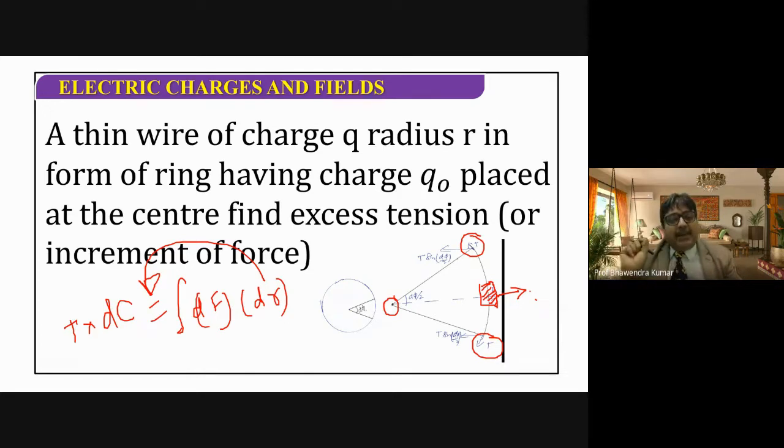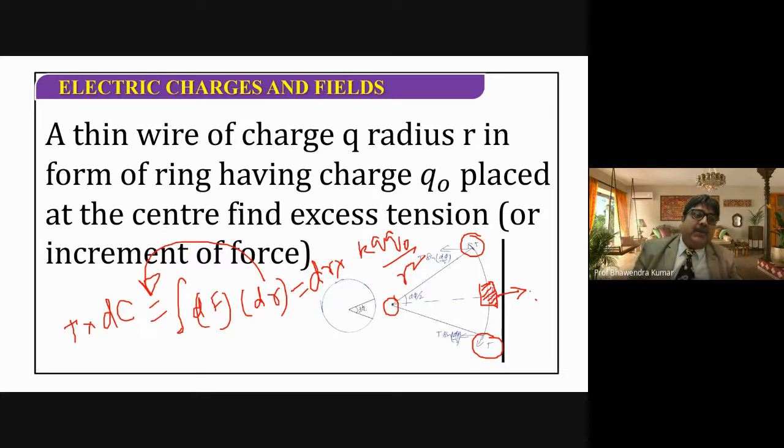So what is happening? The dF, that is the force on the small element that is in the repulsive, radially outward direction, that is constant for all the elements. So this dr can be taken out. It will cause the same displacement in all the elements in the radial direction. So it can be written as dr into integral of dF. What is integral of dF? It is nothing but k q q naught by r square. Do you understand?